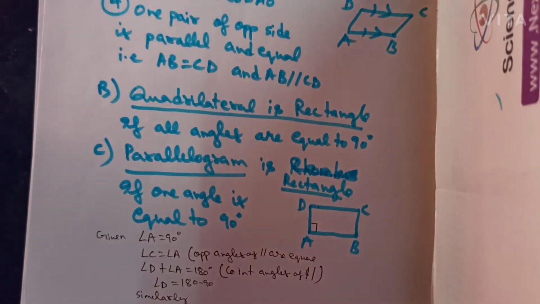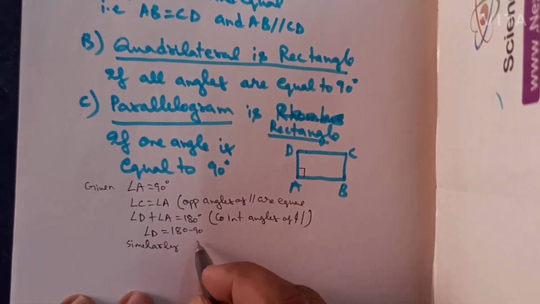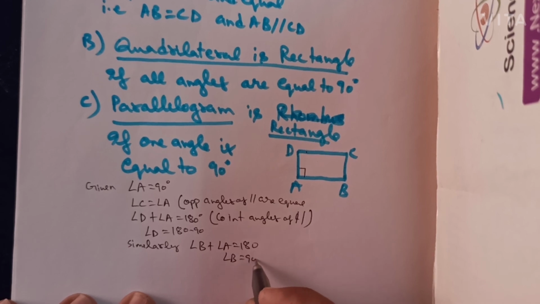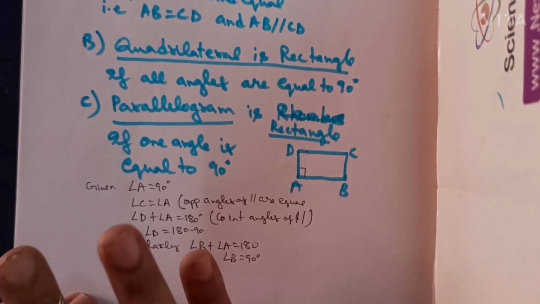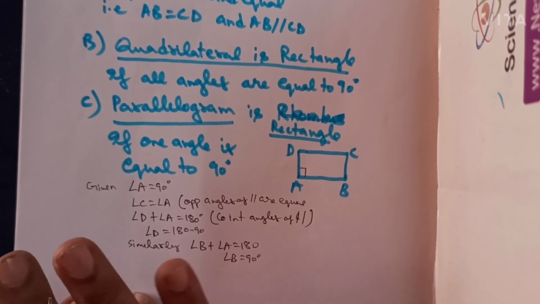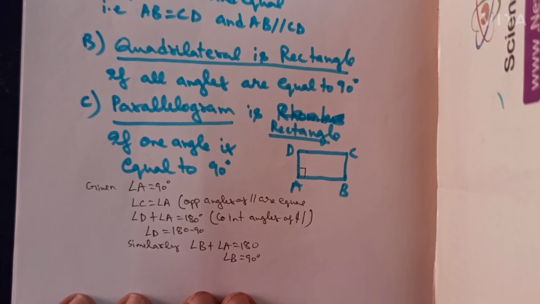Similarly, angle B plus angle A equals 180, so angle B will be equal to 90 degrees. So if we just prove that one angle of a parallelogram is 90 degrees, then automatically it is proved that all the angles of the quadrilateral are 90 degrees. And if all the angles of a parallelogram are 90 degrees, then the given parallelogram is a rectangle.